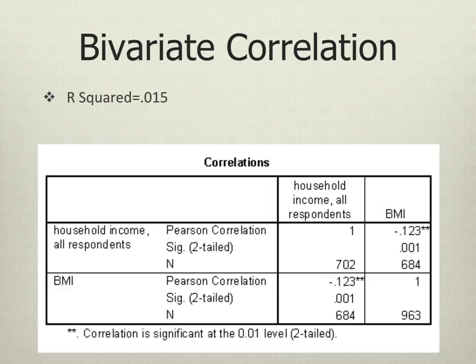That's 0.001. In this case, my p-value is less than 0.05. I meet the test for statistical significance, but it's a fairly weak negative relationship at negative 0.123. If I square that, I multiply negative 0.123 by itself, I get an R squared value of 0.015. 1.5% of the variation in body mass index is explained by household income. It's statistically significant, it's just not having a particularly strong effect.